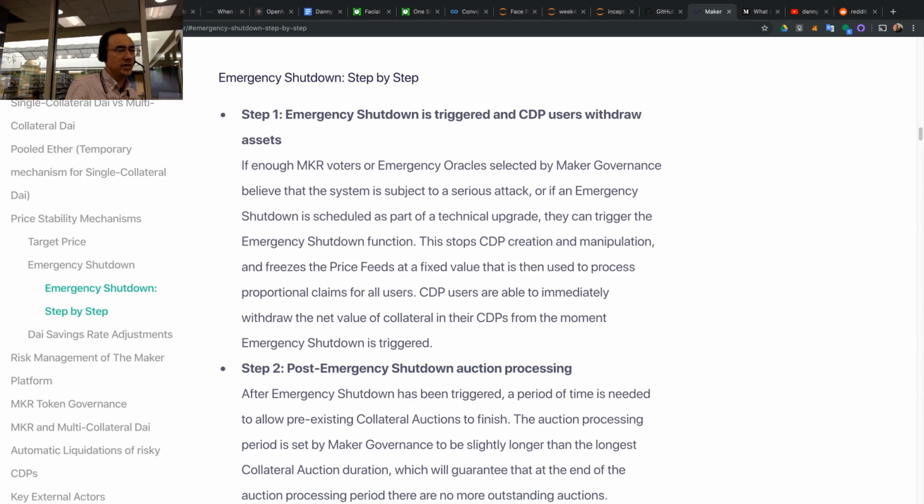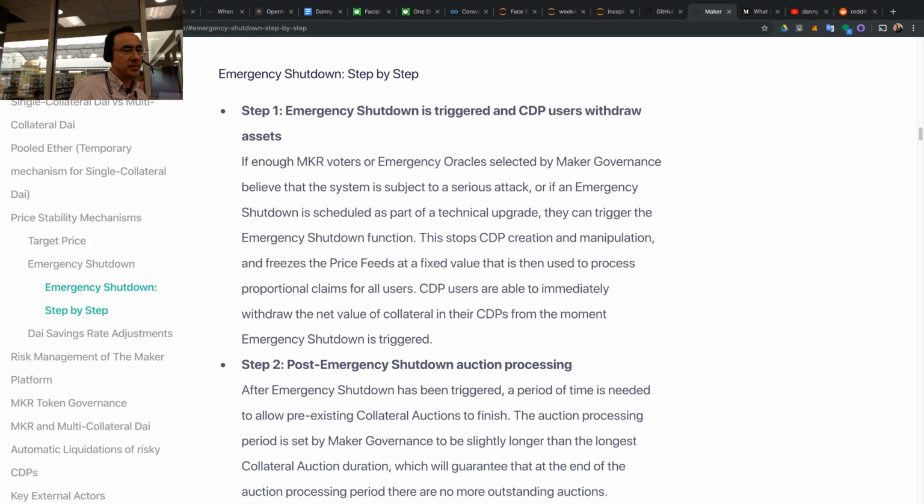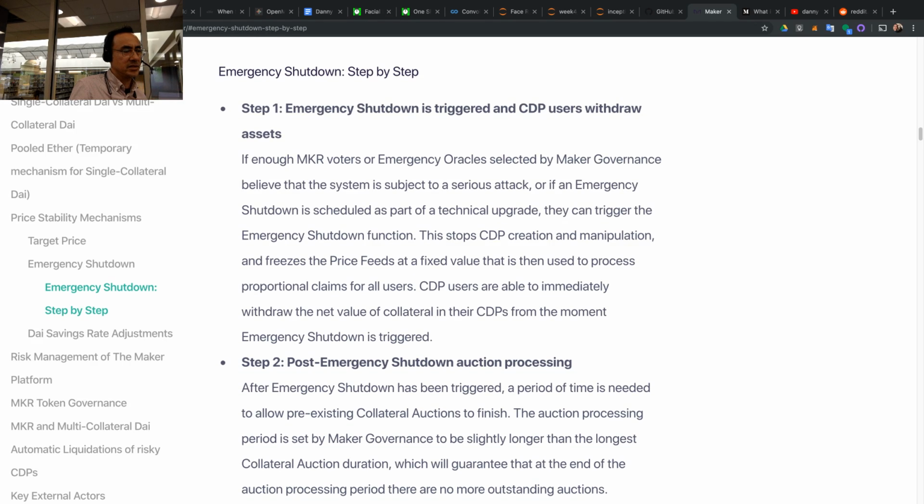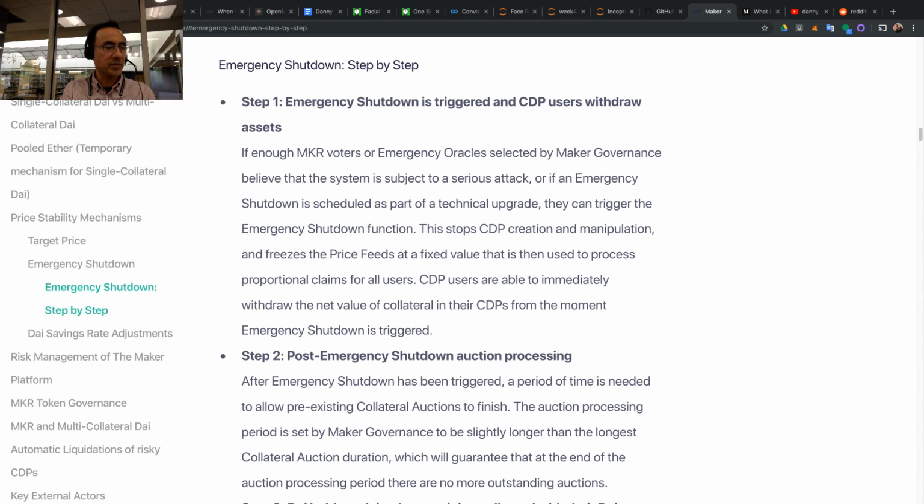If enough Maker voters or emergency oracles selected by Maker governance believe that the system is subject to a serious attack, or even if emergency shutdown is scheduled as part of a technical upgrade, they can trigger the emergency shutdown function. This stops CDP creation and manipulation and freezes the price feeds at a fixed value that is then used to process proportional claims for all users. CDP users are able to immediately withdraw the net value of collateral in their CDP from the moment.